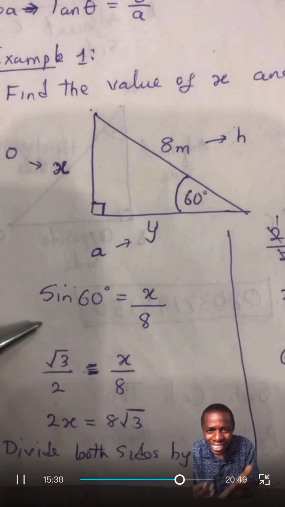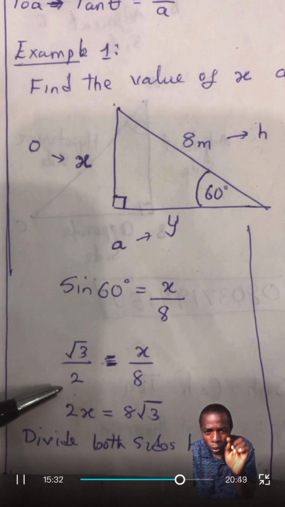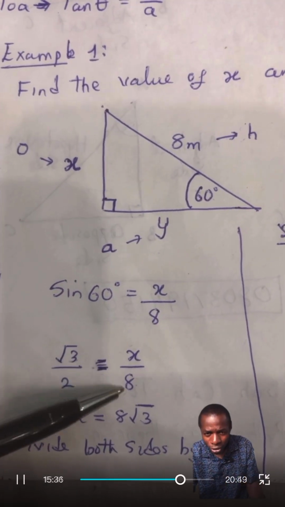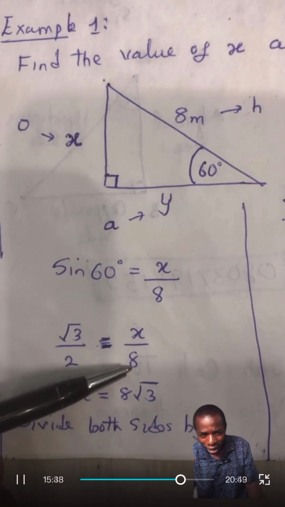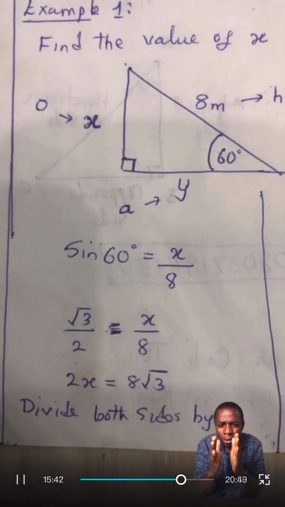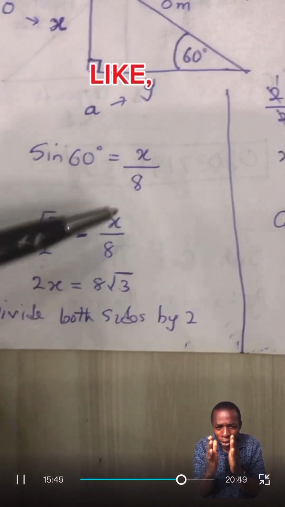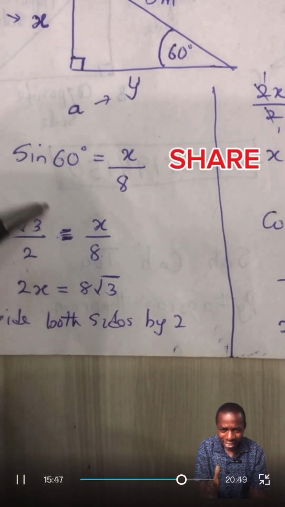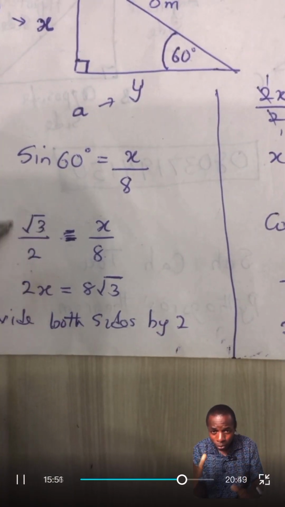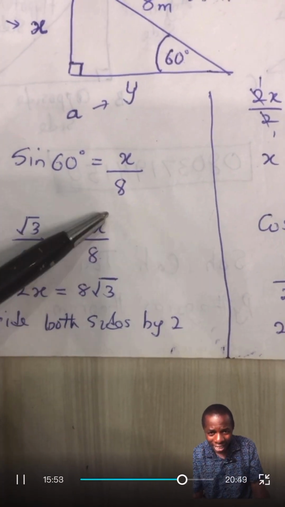So sine 60 degrees is root 3 over 2 in fraction, which is equal to x, the opposite, over 8, which is the hypotenuse. Now, listen very well. When you have an equal sign, rest assured that there will be a left hand side and a right hand side.